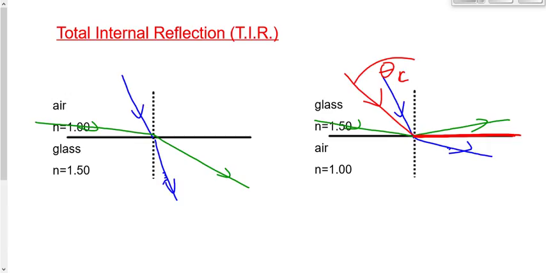How do we find the critical angle? How do we find the angle at which reflection will begin to occur? Yes. So we're going to use Snell's law.